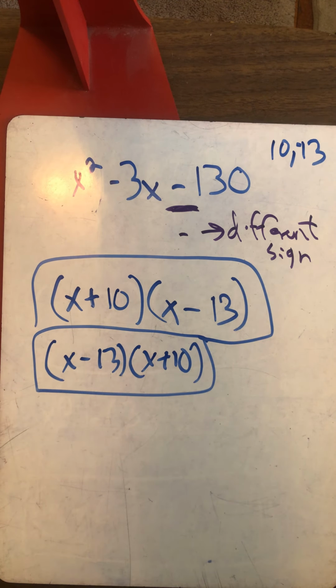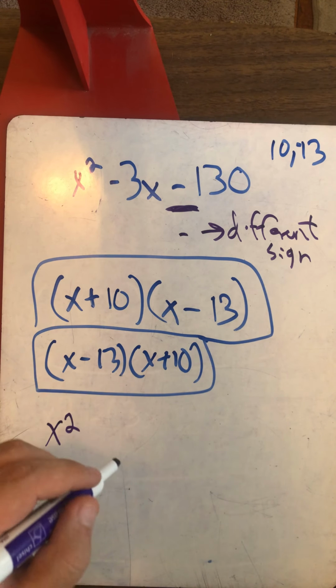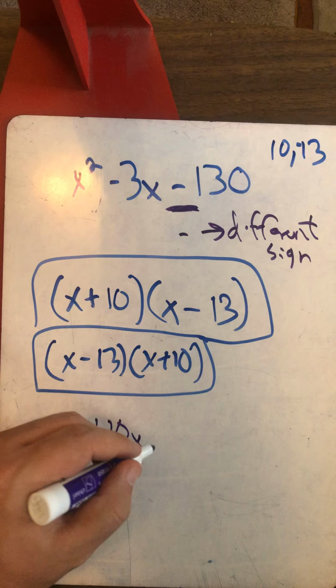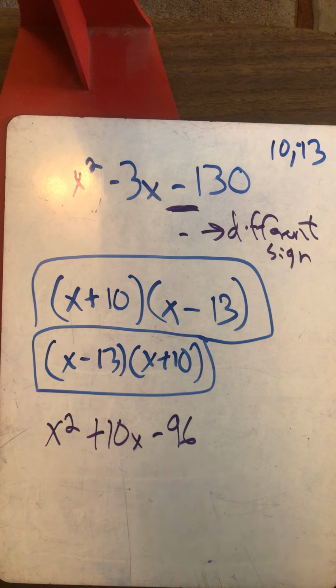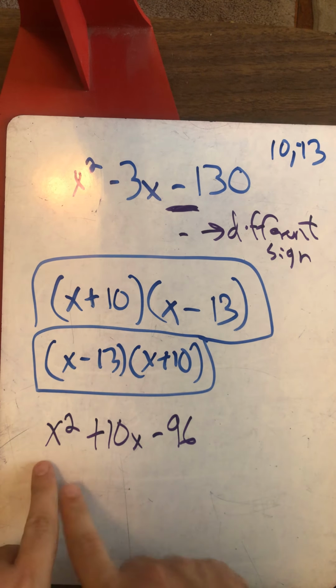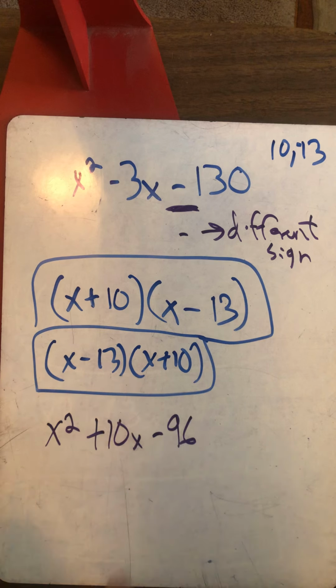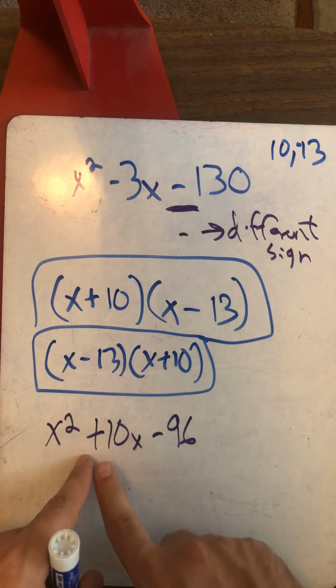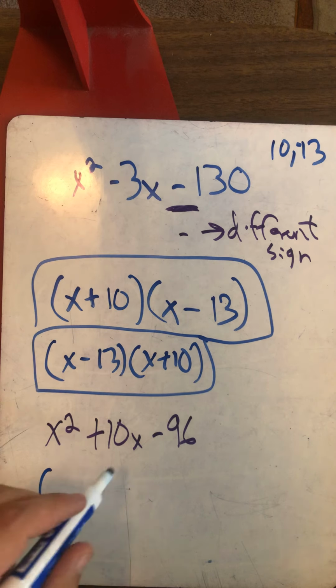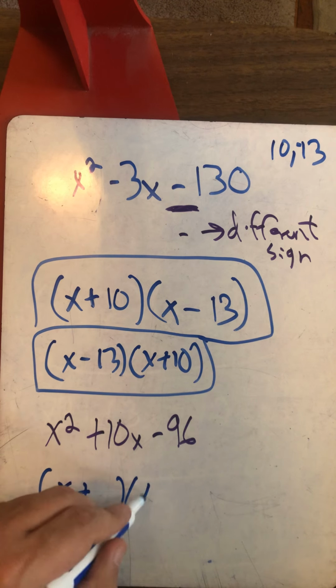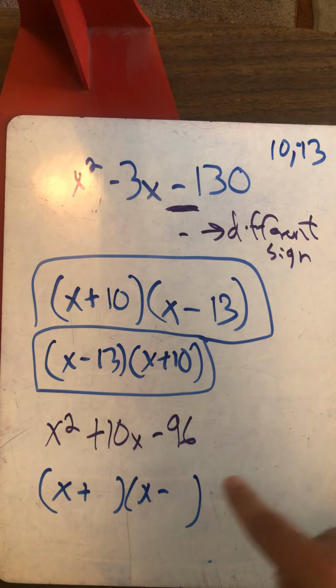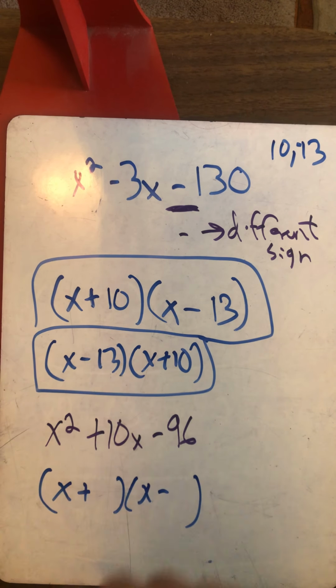Okay. Last one I want to do. x squared plus 10x minus 96. Okay. So, x squared, x, no x, minus with a plus. That plus just means the location of the larger number is going to be with a plus. So I'm going to have x plus something and x minus something. Factors of 96 that subtract to be 10.